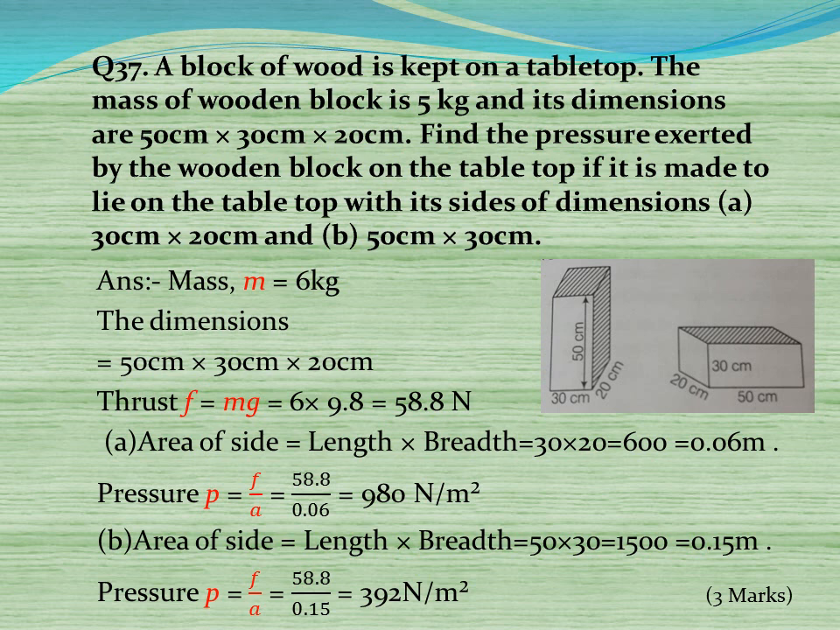A. Area of side equals length into breadth equals 30 into 20 equals 600 equals 0.06 meter squared. So pressure P equals force by area equals 58.8 by 0.06 equals 980 Newton per meter squared. B. Area of side equals length into breadth equals 50 into 30 equals 1500 equals 0.15 meter squared. Pressure P equals F divided by A equals 58.8 divided by 0.15 equals 392 Newton per meter squared.